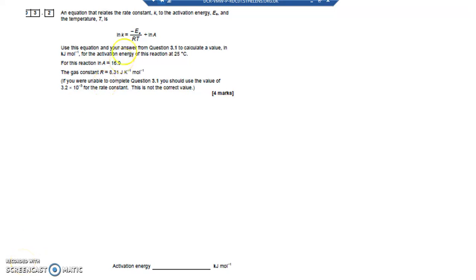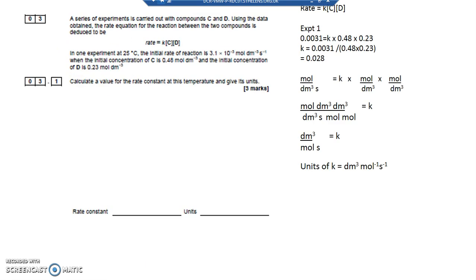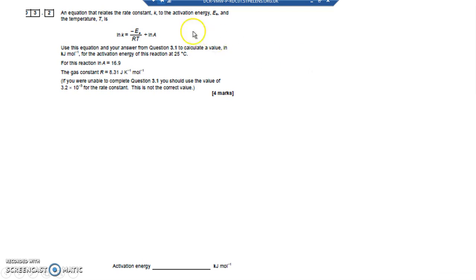3.2 is another maths question, so I've got the Arrhenius equation. Use this equation in your answer from question 3.1. So let's remind ourselves what we did in question 3.1. In question 3.1 we worked out K, which was 0.028.